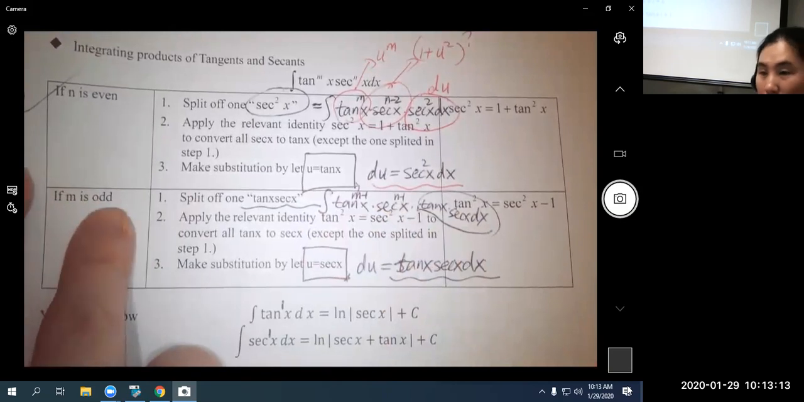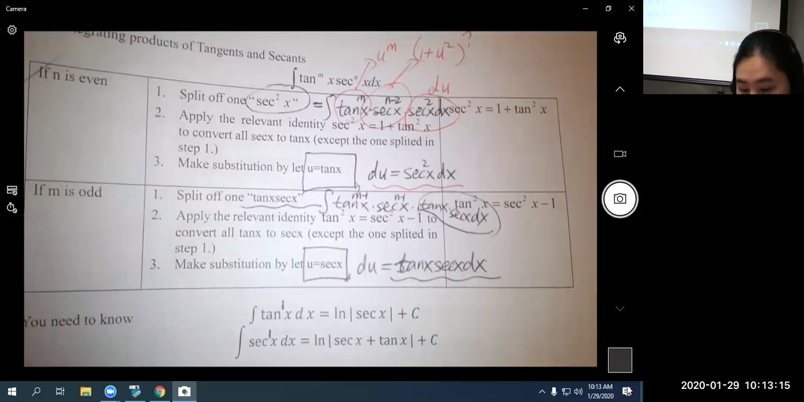So that is when m is odd. You ready to practice? I'm going to need you to do one problem. Okay, let's look at question D together, guys.